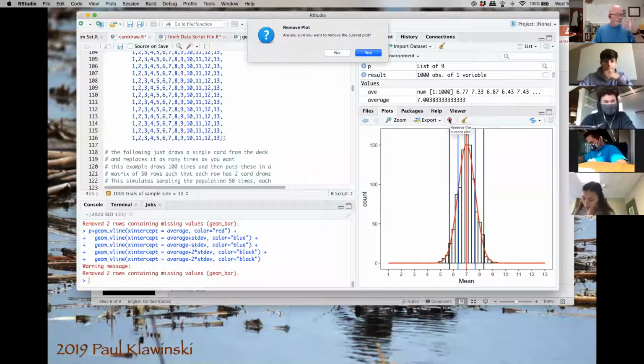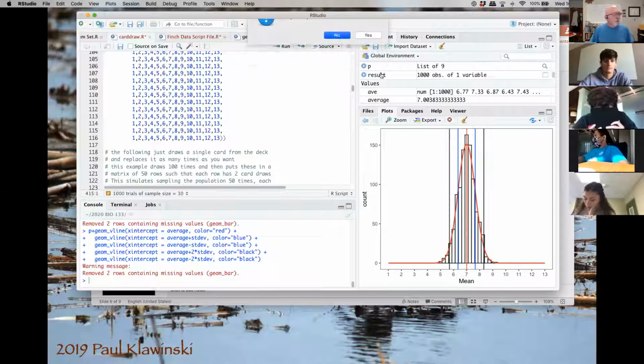Let me share. Can you see my RStudio? No, not yet. Oh, because I stopped sharing my screen. Duh. I have them up already because I was preparing for class this morning.